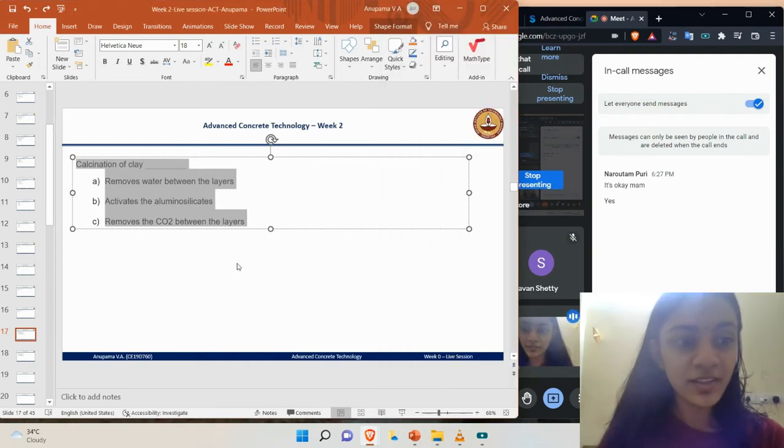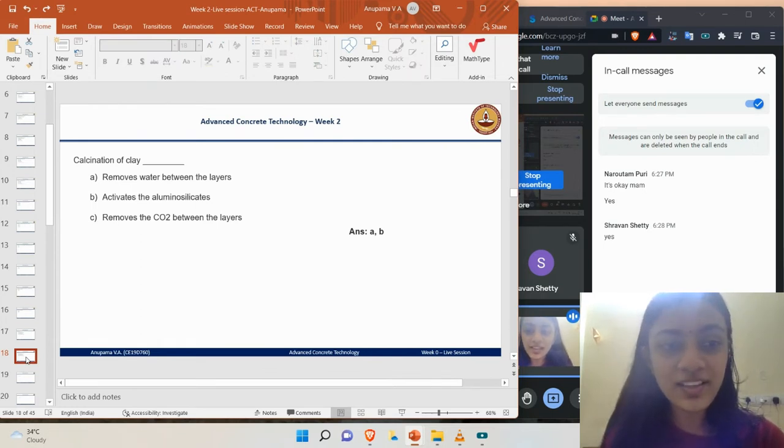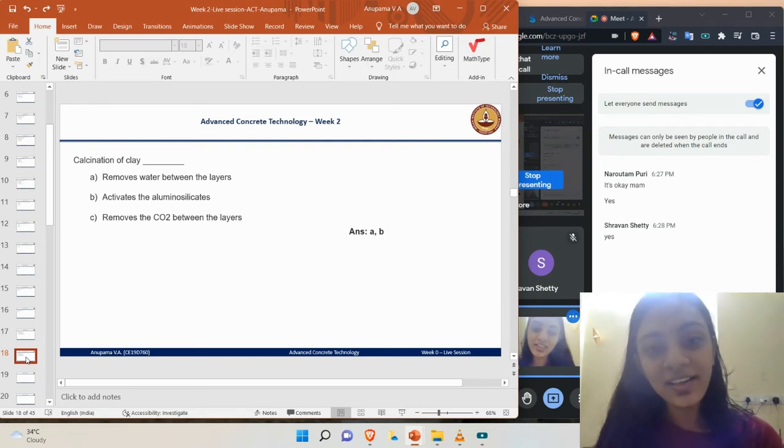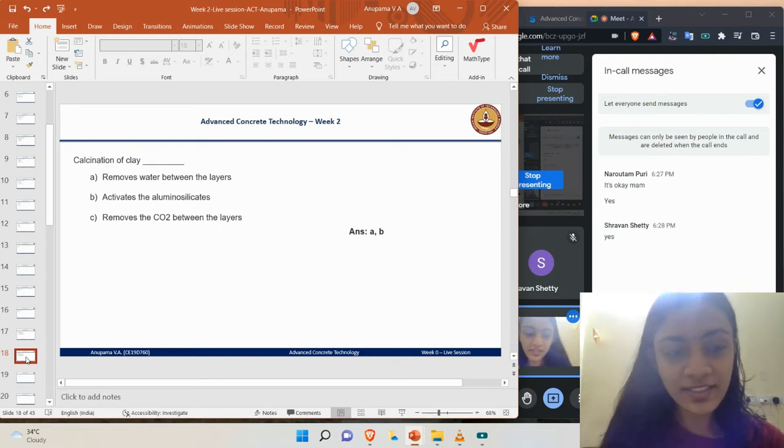Yes. So the question was calcination of clay. What it does is it removes the water between the layers and it activates the aluminosilicates. Clay is basically composed of aluminates and silicates. It has a layered structure, and when you calcine the clay, it removes the water between the layers and it activates the aluminosilicates. So the correct answer is A and B.